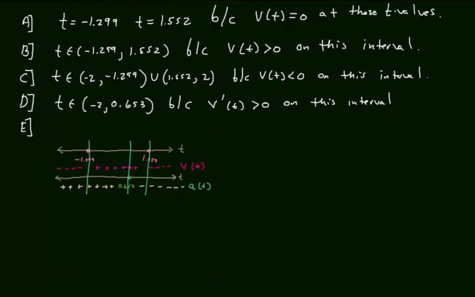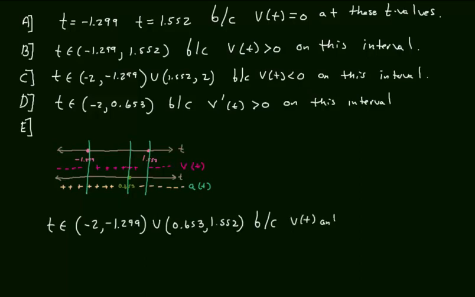Now we'll answer the question, where's the particle getting slower? So the particle is getting slower on the interval -2 to -1.299 in union with 0.653 to 1.552. And that is because, we'll start with the general, that v of t and a of t have opposite signs on this interval.